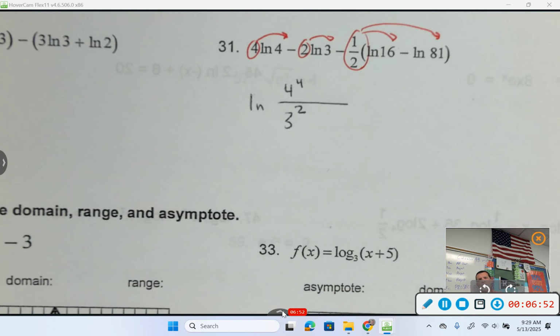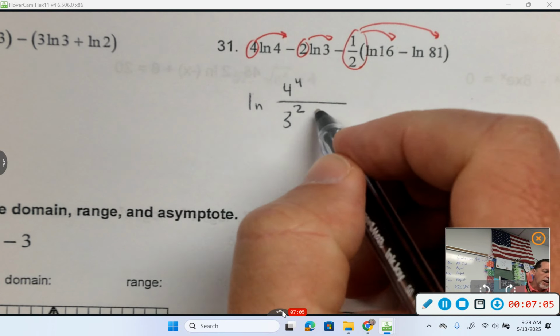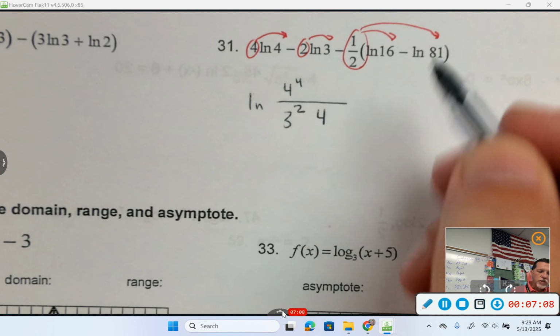Now I need to be careful. 16 to the 1/2, that's 4. Where's that 4 going to go? In the top or the bottom? It's going to go in the bottom because we're subtracting. So 4 to the 1st in the bottom.